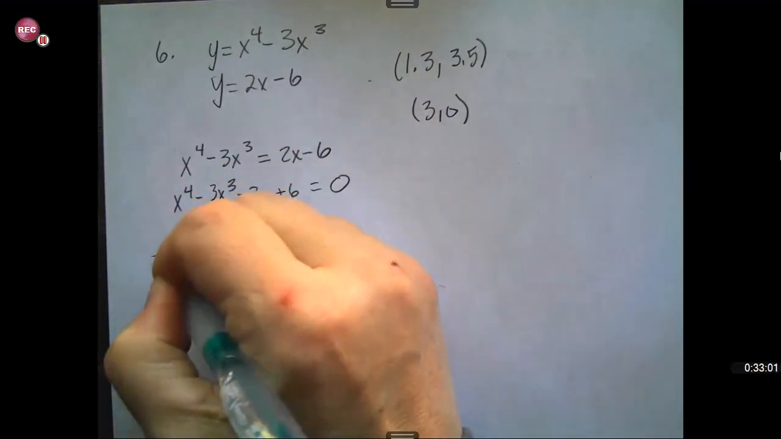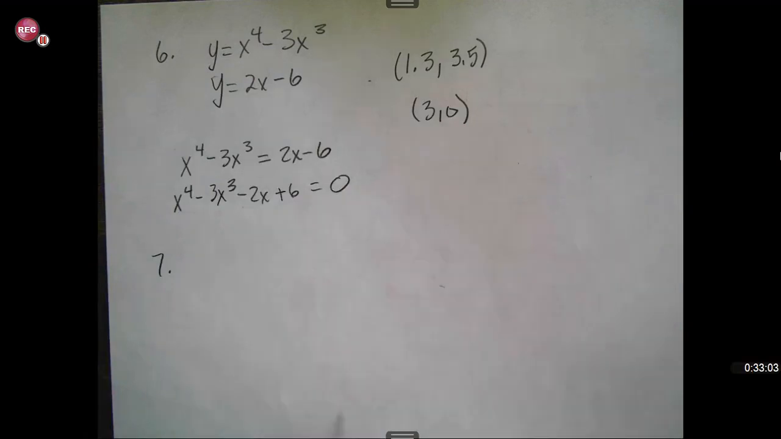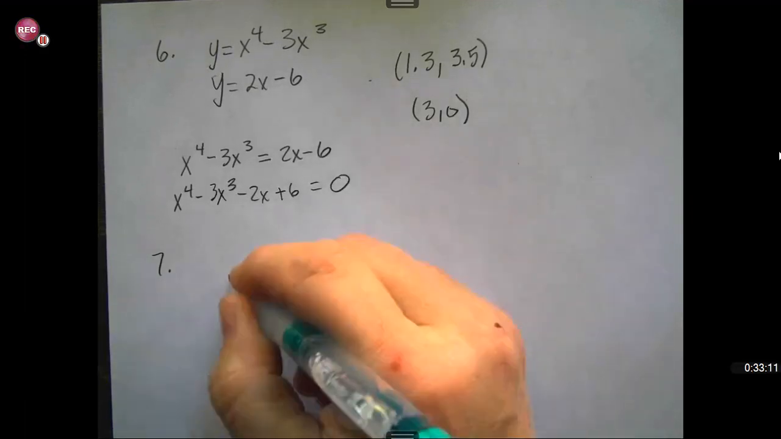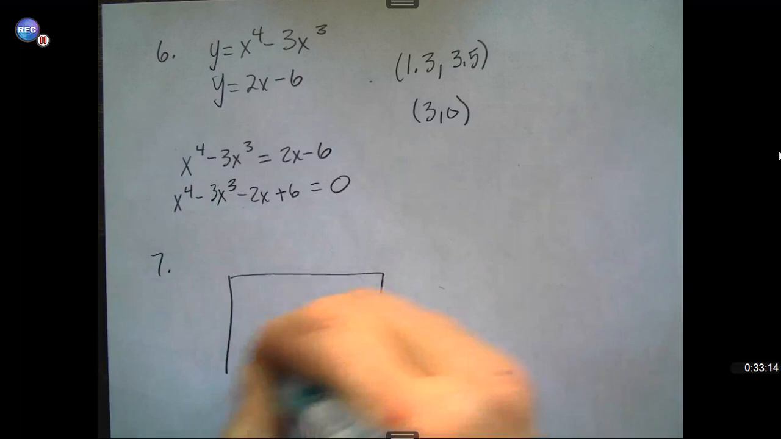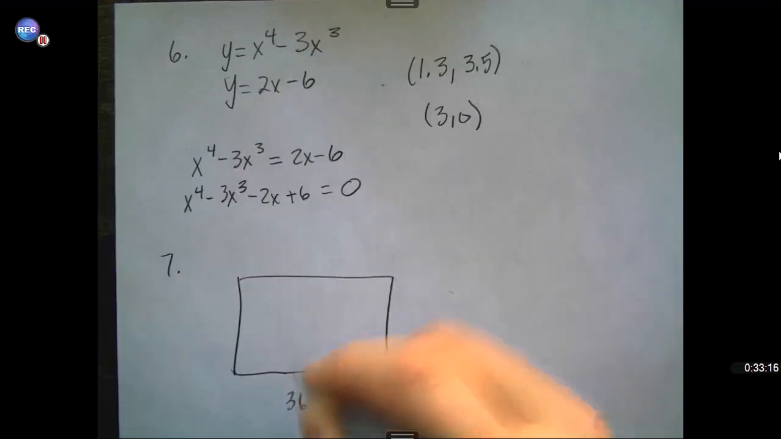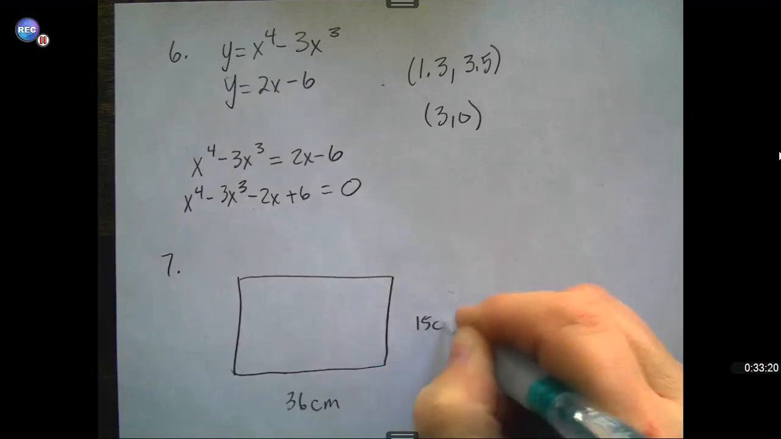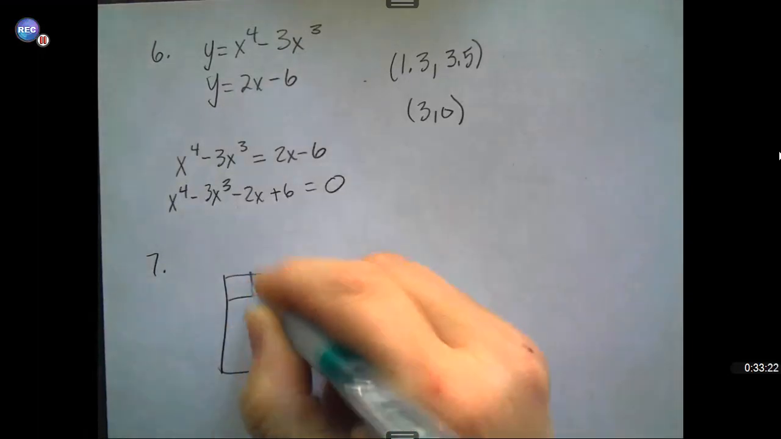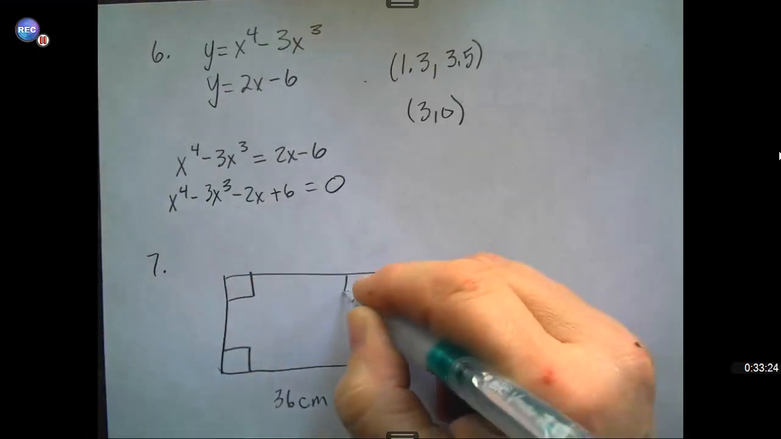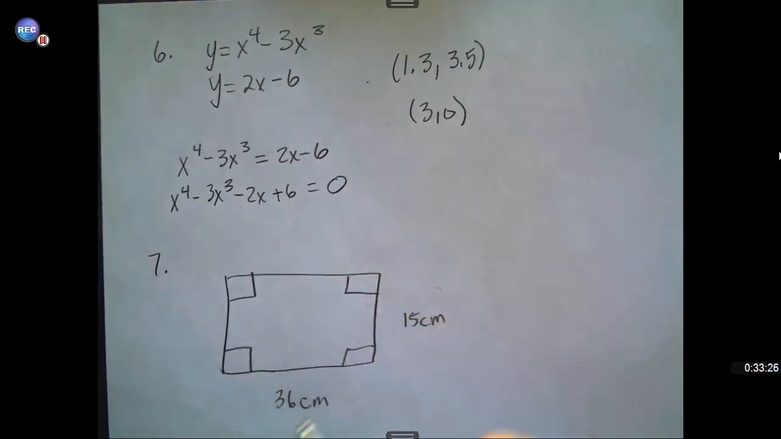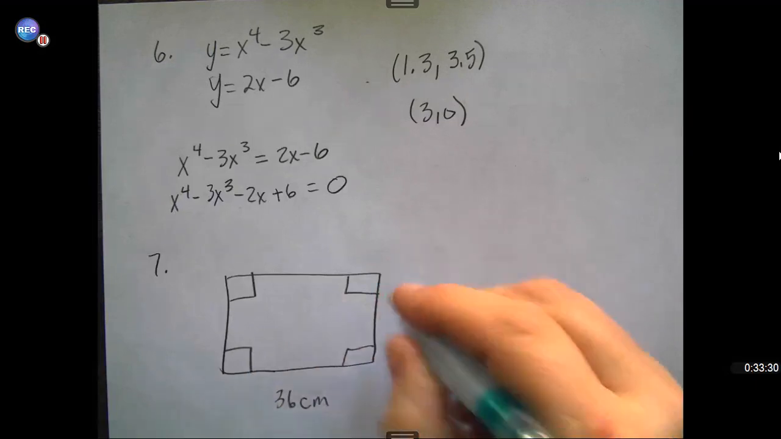So last problem. We have a square with sides length x cut from the corners of a rectangular piece of sheet metal with dimensions 15 by 36. So this is 15 centimeters by 36 centimeters. And I'm going to cut out a corner of the same size, right, to make an open top box.